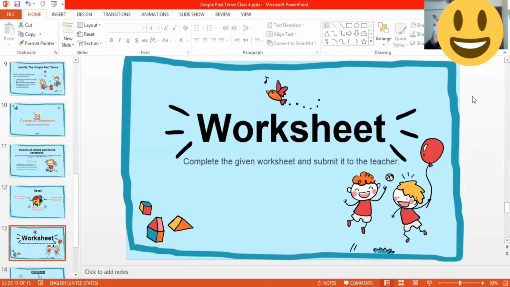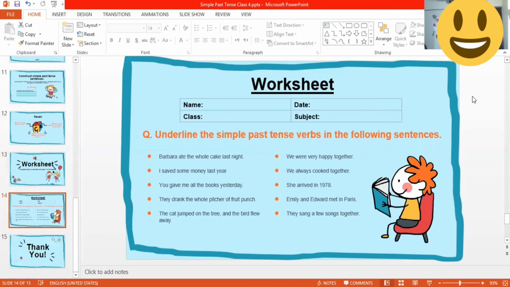Now I have also given you a worksheet. Okay, so if you can see in front of you, the worksheet is going to look something like this. I want you to write down your name, your class, date, today's date, as we're doing the worksheet today, and the subject English. Now you have to underline the simple past tense verbs in the following sentences. I'll read you sentences and you can fill in the worksheet by yourself.